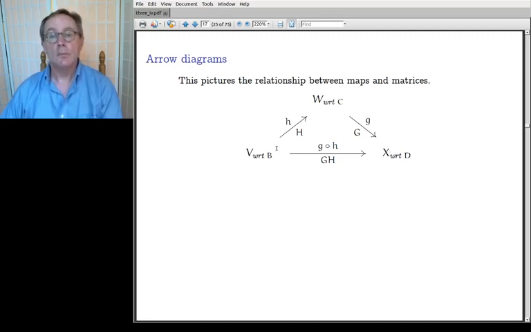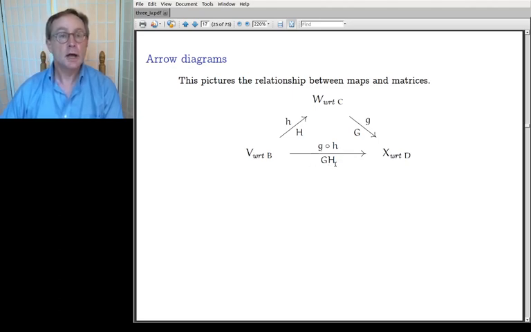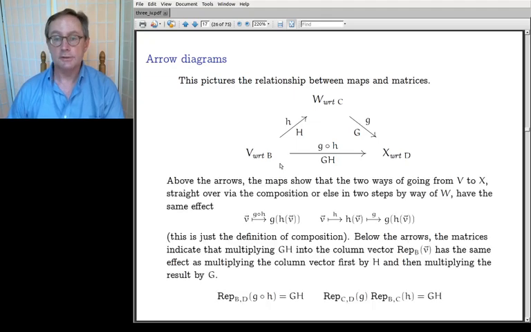And now here, the purpose of the arrow diagram is to put the matrices in. So naturally, I'm calling the matrix representing little h by capital H. I'm calling the matrix representing little g by capital G. And so I'm calling the matrix representing G circle H by the matrix product G, capital G times capital H. You see I put in bases here. So the point is that if you're going to do composition, the matrices reflect exactly the composition operations.